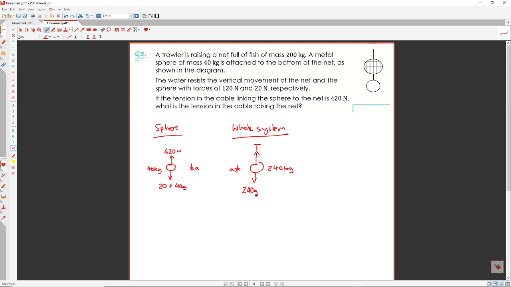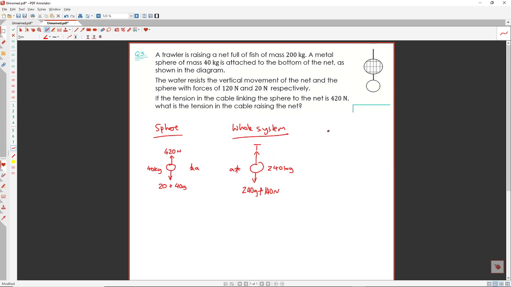Okay, back to this then. But that's not the only force, because remember we've got these 2 resistive forces here as well. So that's a total of 140 newtons. So we've got 240g plus 140. Notice in this diagram though we've got 2 unknowns. We've got T and A.